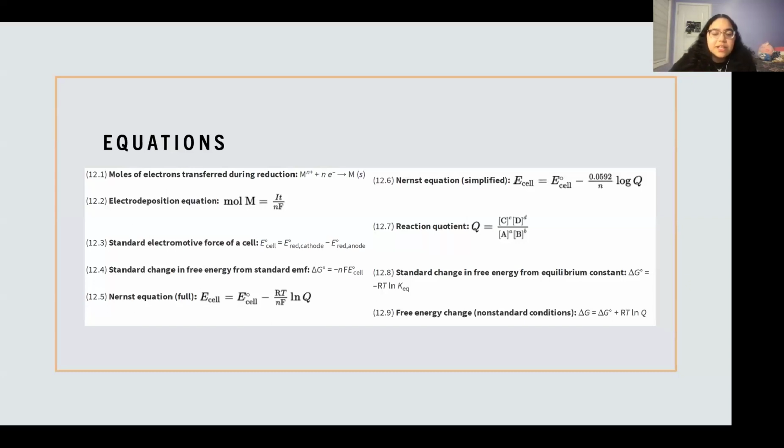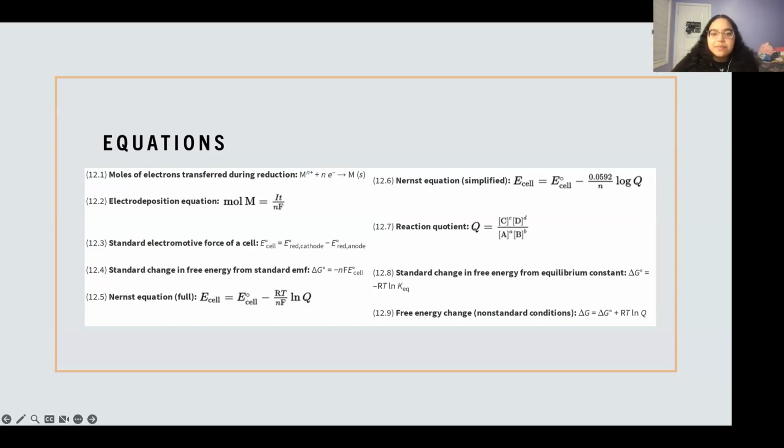The electromotive force of a cell, you need the reduction potentials of the cathode and the anode, and then subtract those. The change in free energy from a cell, standard delta G, you'd need the moles, Faraday's constant, and that electromotive force multiplied together. The Nernst equation is similar, where if you don't have it at standard state, then the electromotive force is the standard one minus RT over NF ln Q, the reaction quotient.